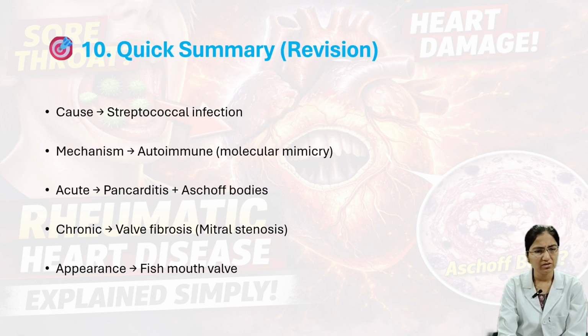And then we'll see the summary quickly. The cause of rheumatic heart disease is streptococcal infection, and the mechanism is autoimmune. Here that is referred to as molecular mimicry, and then it is acute. When it is acute, that time it's going to affect the heart as Pancarditis, including Aschoff bodies. And then when it comes to the chronic, valve fibrosis, that is mitral stenosis we can see, and then appearance like fish mouth valve or buttonhole in appearance we can see.